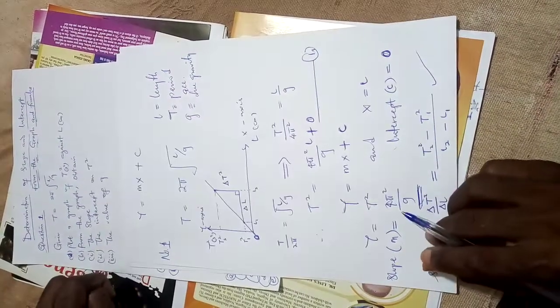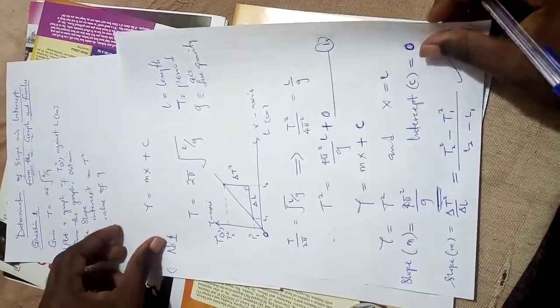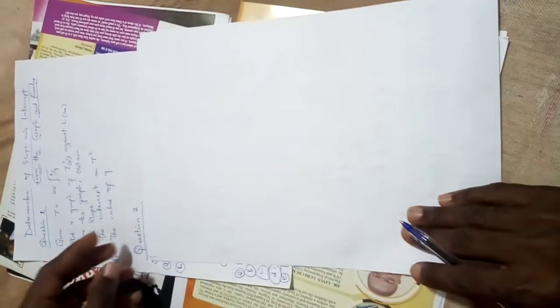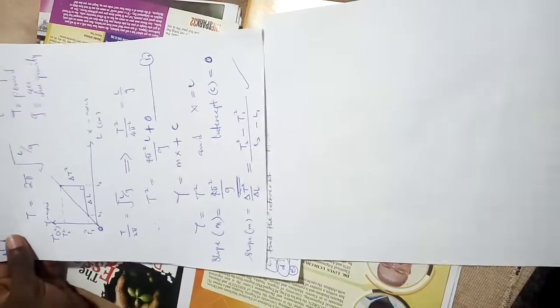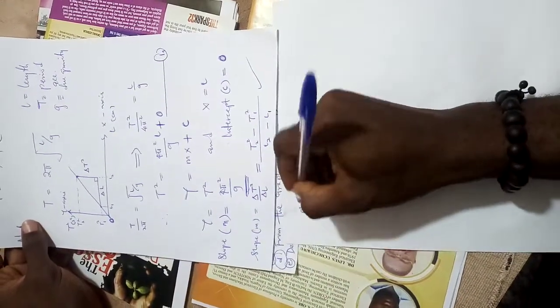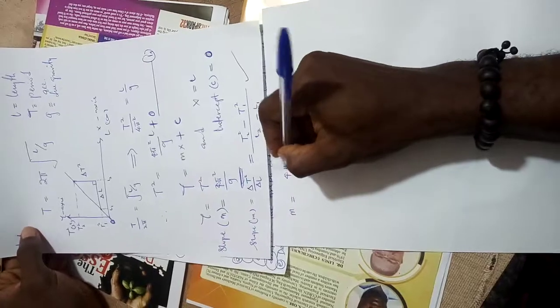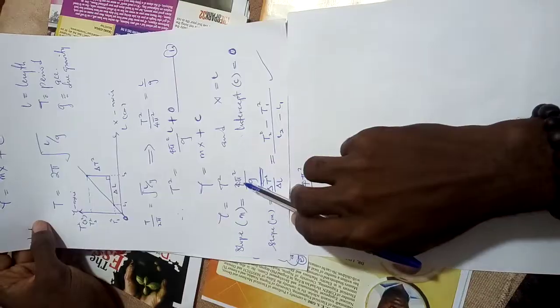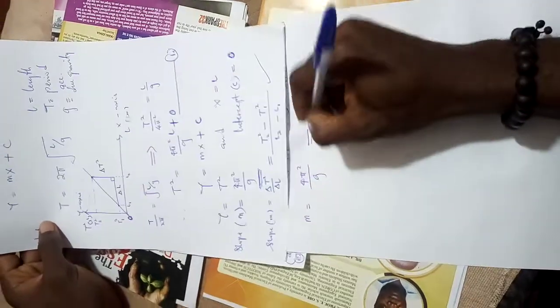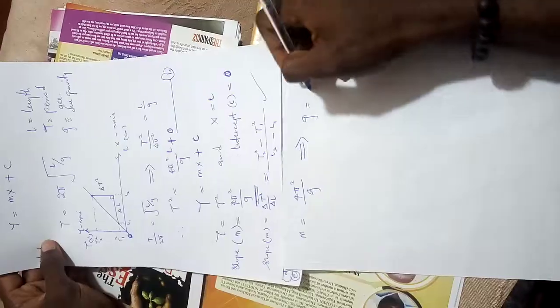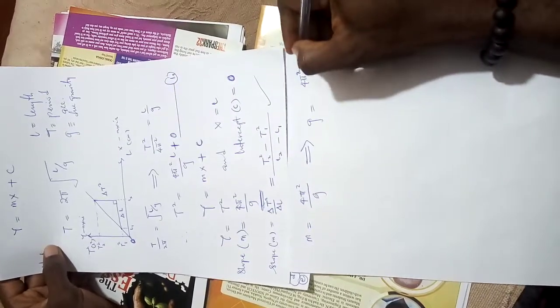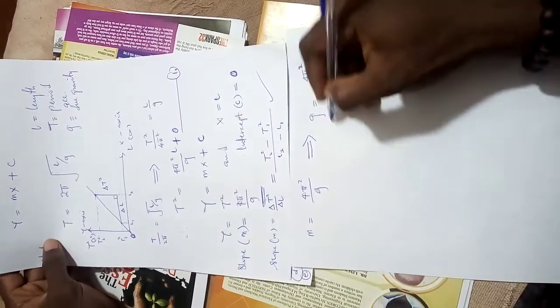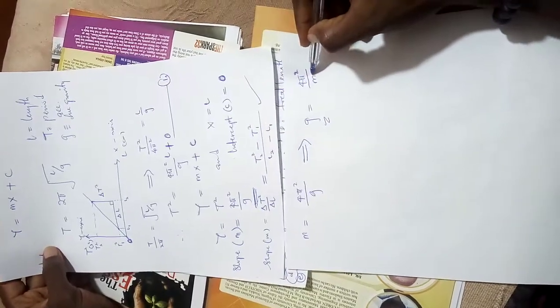Let us calculate the value of g. Now if you watch from here, we have that the slope m is equal to 4 pi square all over g. If you watch closely, this is what we have, right? So if we make g the subject of the formula, then g will be equal to 4 pi square all over m. So we can calculate our g once we know the slope.